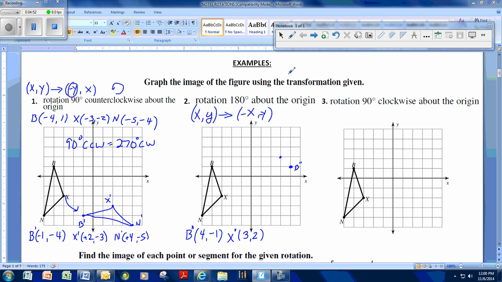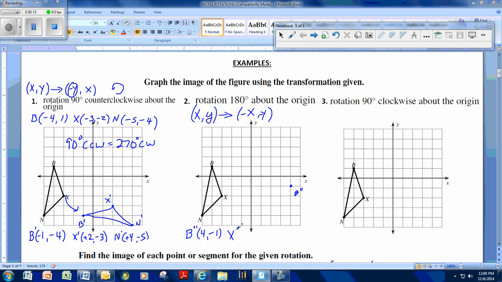Well, that doesn't make sense. Sorry, I made a mistake. Let's go back to B. I forgot to switch the sign, so it should be positive 4, negative 1, if I switch the signs on those. There you go. That's better.